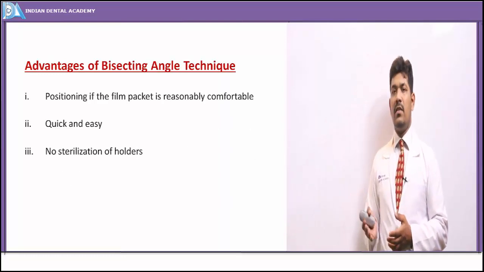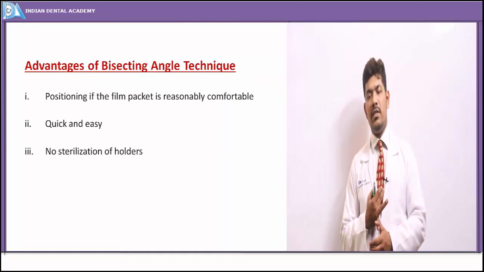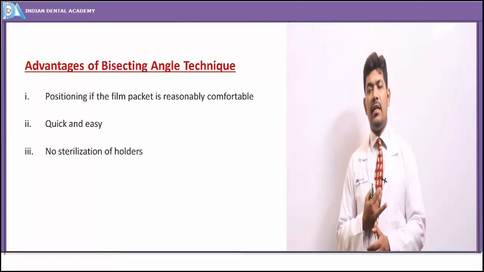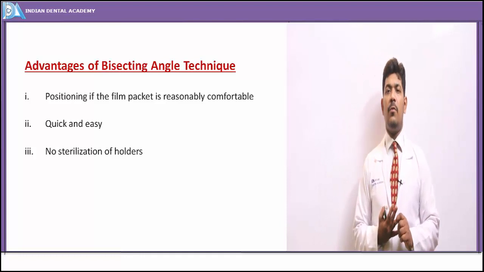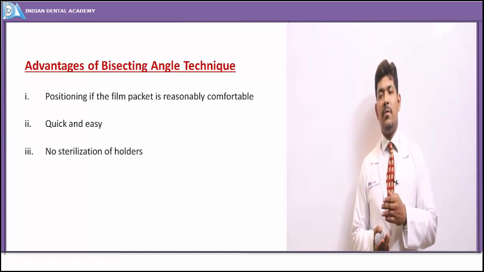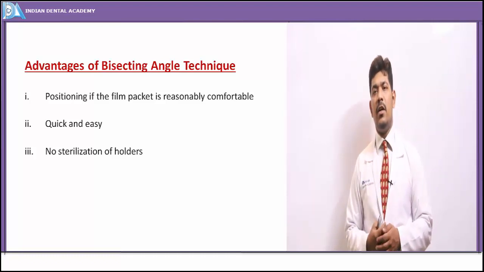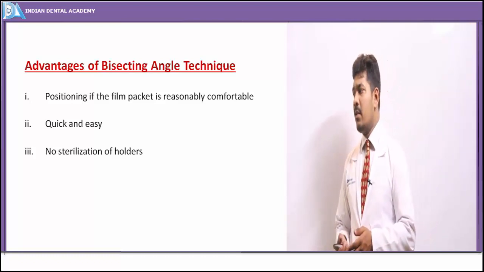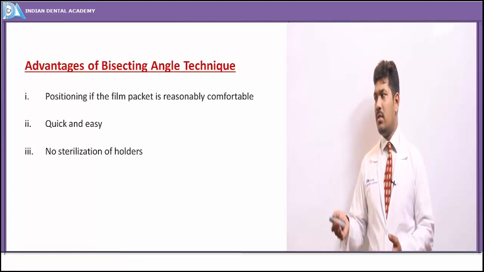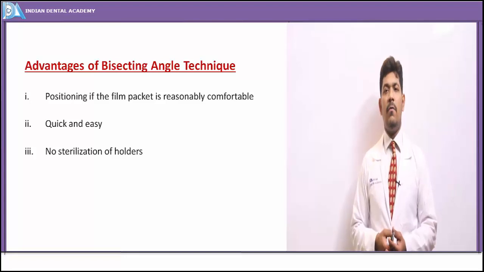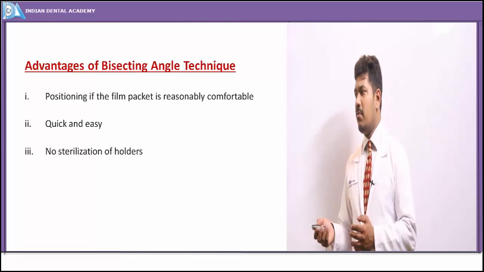Now the advantages of the bisecting technique are nothing but the reversal of these disadvantages. It is quick and easy, much easier and quicker than a paralleling technique, primarily because we don't have to use any holders, and we don't have to place the X-ray receptor further away from the tooth. We can easily place it at the lingual surfaces and immediately shoot for an X-ray image. There is no sterilization of holders, because we don't use any holders, and the positioning of the film is much easier than the paralleling technique, for the reasons which I explained.